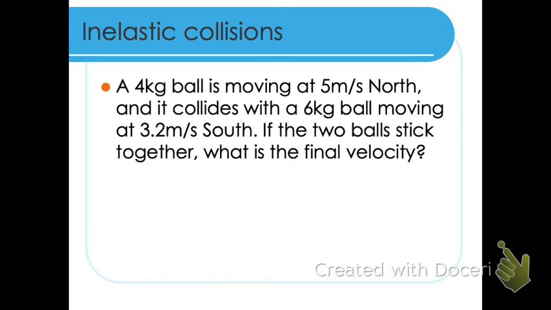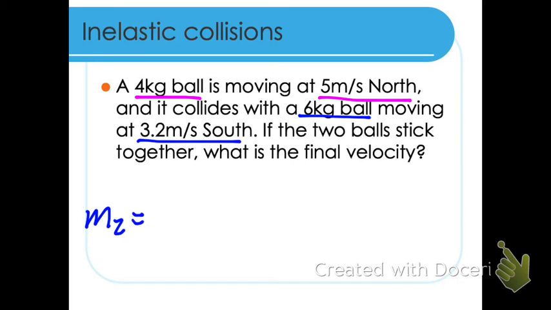A 4 kilogram ball is moving at 5 meters per second north. It collides with a 6 kilogram ball moving 3.2 meters per second south. If the two balls stick together, what is the final velocity? So let's just start with our list here. M1, V1, M2 and V2, and then we're going to look for what's our prime velocity here.